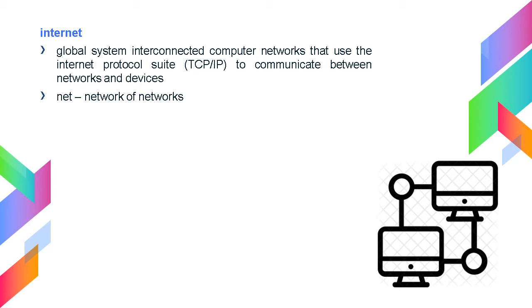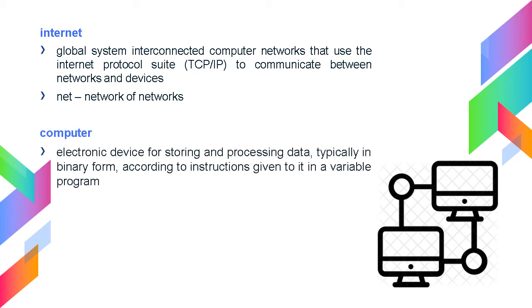It means the Internet is a network of networks in which the users at any one computer can get information from any computer. You can use the net through a computer. What is a computer? A computer is an electronic device for storing and processing data, typically in binary form, according to the instructions given in a variable program.